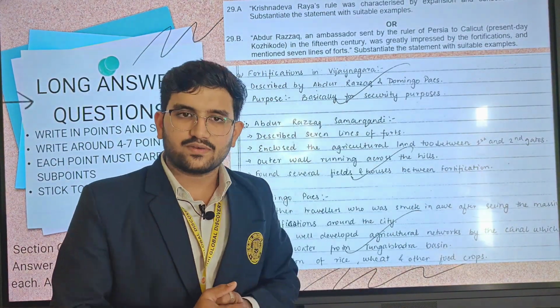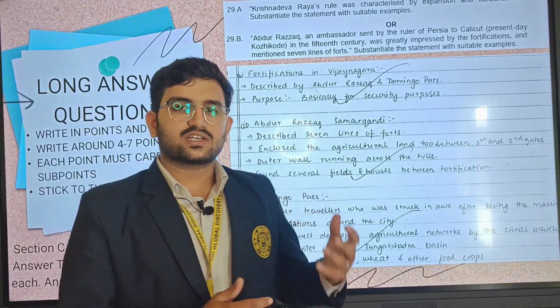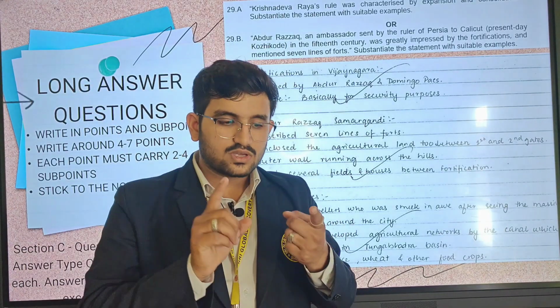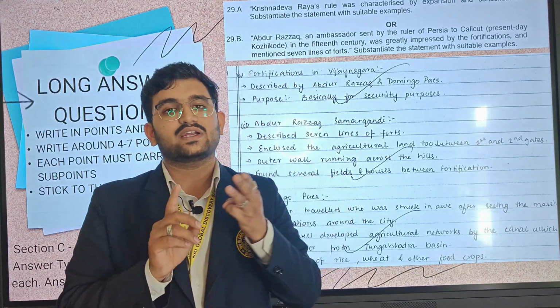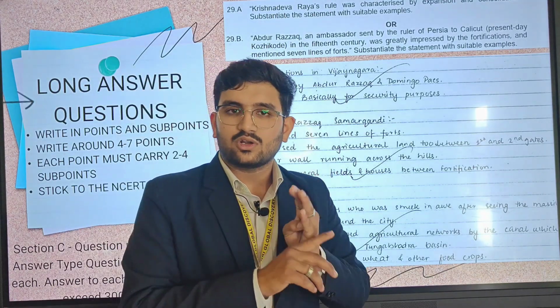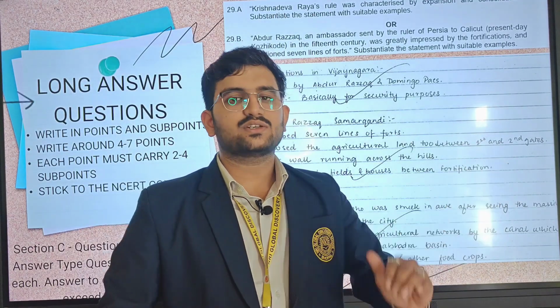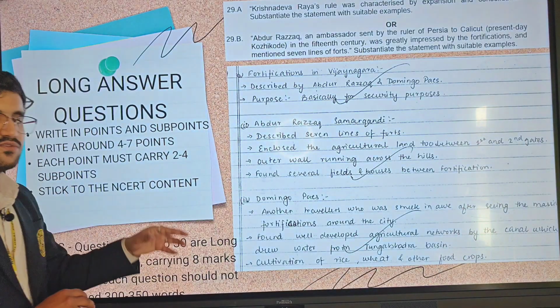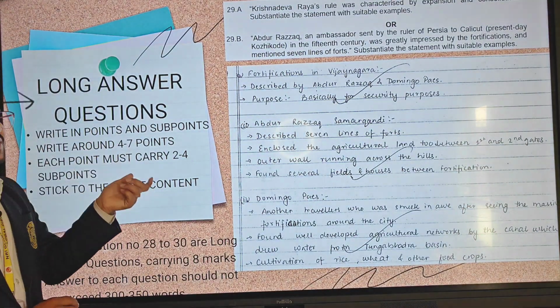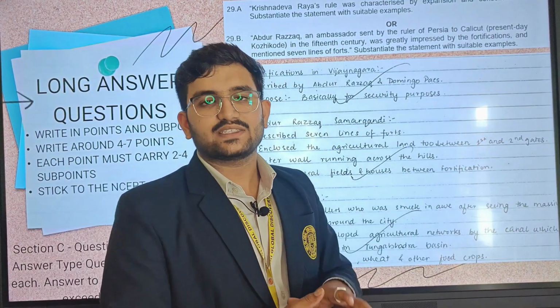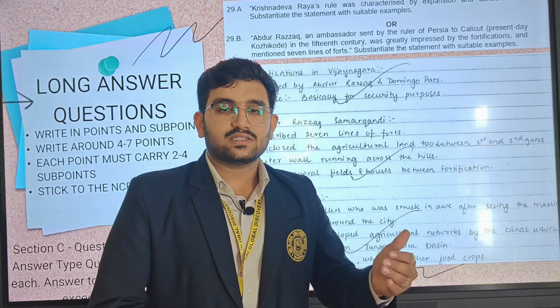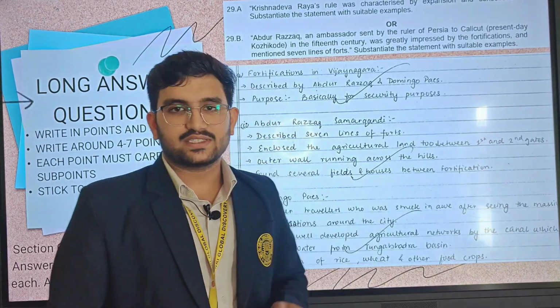For example, if the question is asking about the structure of urban society, you have to write about society, then 2 to 3 points. You have to write about architecture, then 2 to 3 points. You have to write about the citadel and the lower town, then 2 to 3 points. Then religion, then 2 to 3 points. In this manner, you have to write the main points, and then you have to write the sub-points as well. There should be a minimum of 4 to 7 main points, and in each main point there must be 2 to 3 sub-points as well.